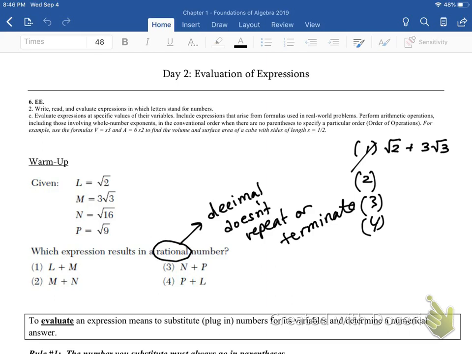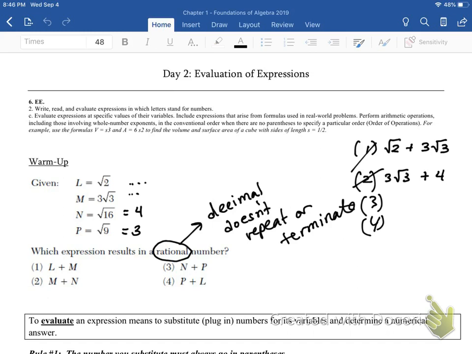Okay, M plus N, same thing, okay? Square root of 16 is just 4, square root of 9 is just 3, and all of these are long decimals. So let's try it. M plus N, 3 radical 3 plus square root of 16, which is just 4. That's going to be irrational because of the radical 3.